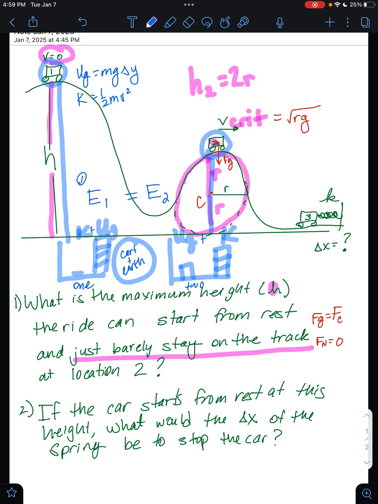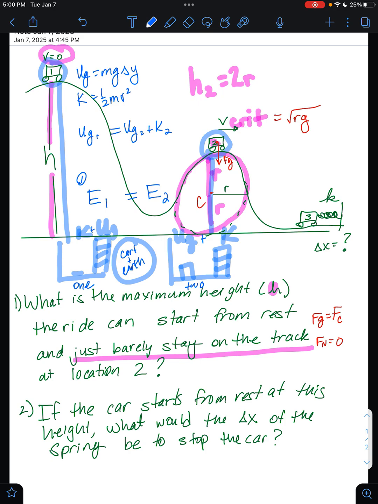And now I have to put it all together. I have to say, hey, all that energy at 1 is equal to all that energy at 2. And I can start getting a little specific about that by saying, let's write what is happening at 1. At 1, it's all my gravitational energy at 1. And at 2, I have gravitational energy at 2 and kinetic energy at 2.